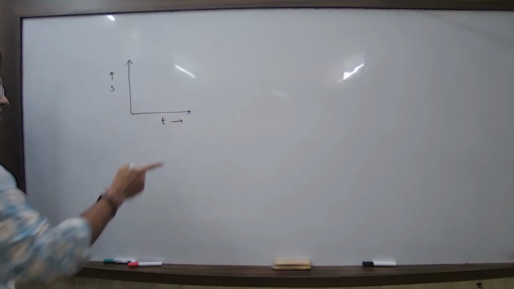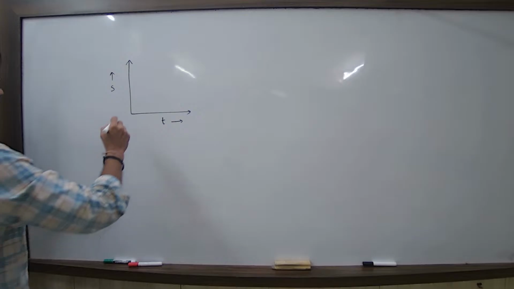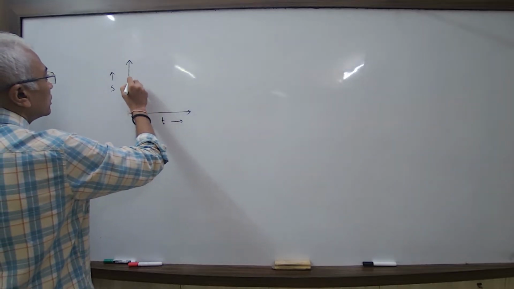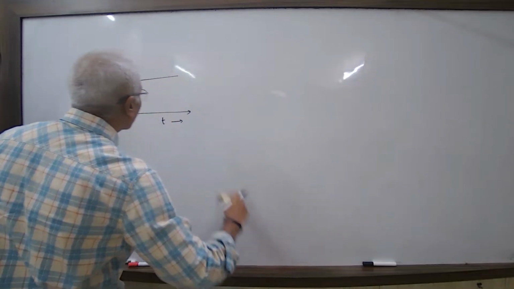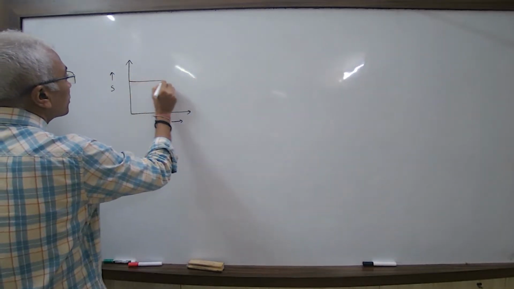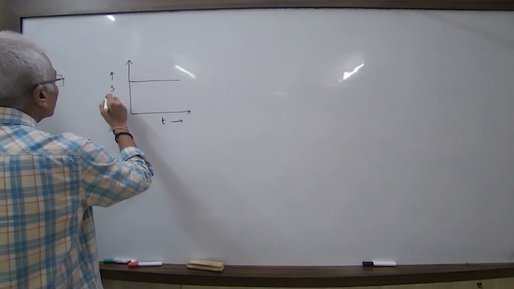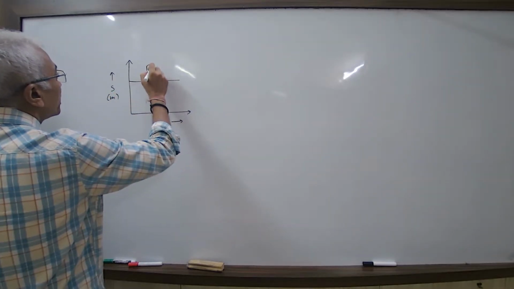So what graph is this? S, T means time. So if the graph is this, it's a parallel line, not like this. Graph parallel to time axis. What does it tell you? Body is at rest. Good, very good. So this is body at rest.